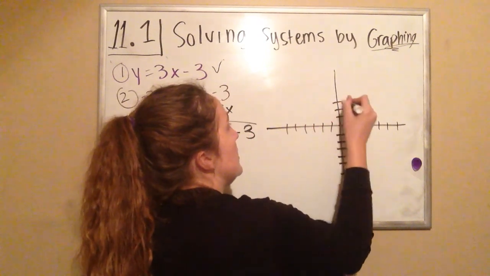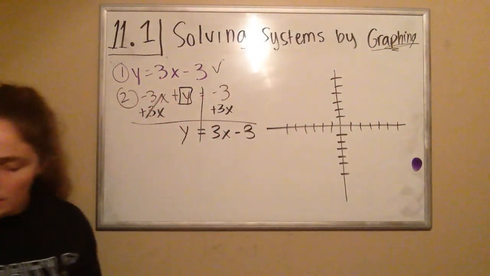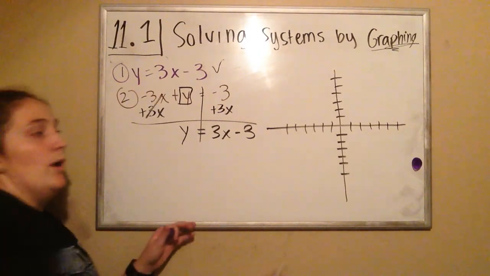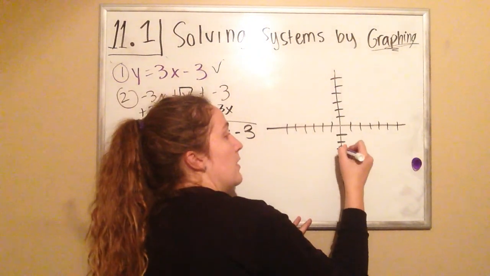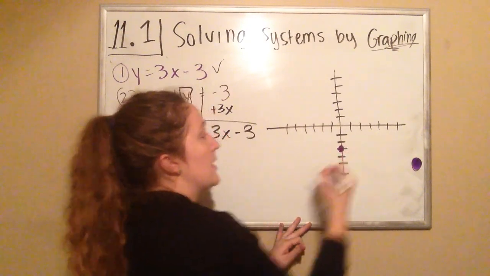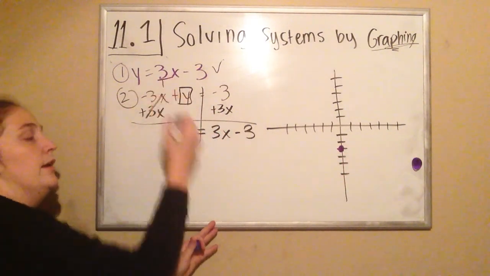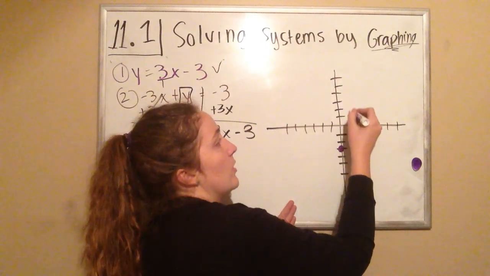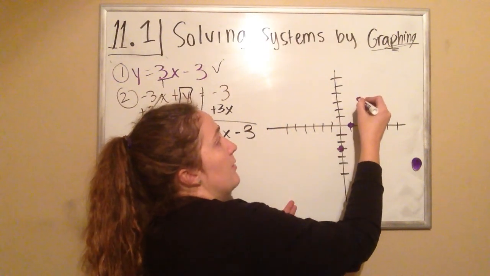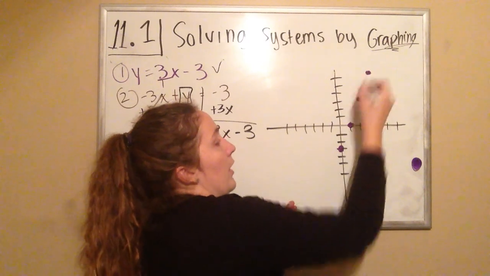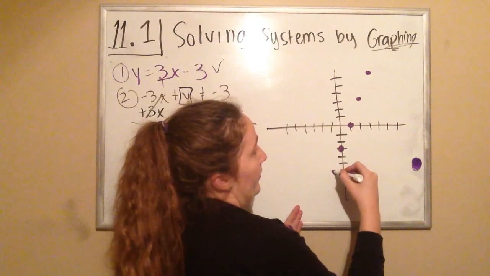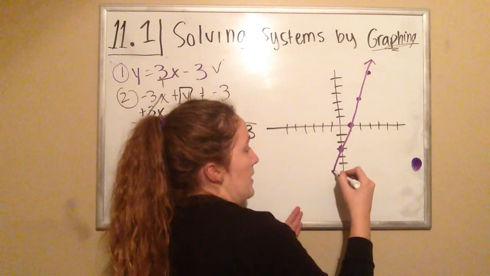So for the first equation, our slope is 3. Our y-intercept is negative 3. And our slope is 3 over 1. So we go up 3, 1, 2, 3 over 1, and repeat. Or down 3, 1, 2, 3, back 1. Good. And we've got a line here.